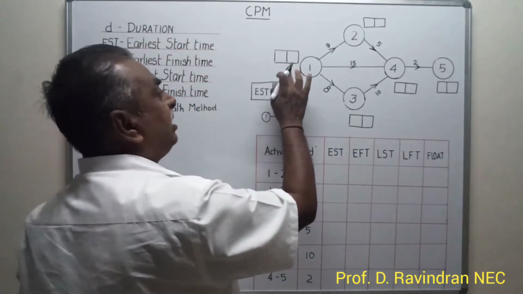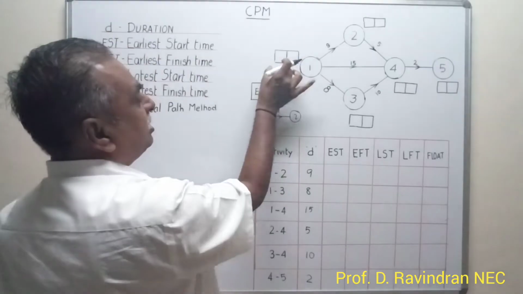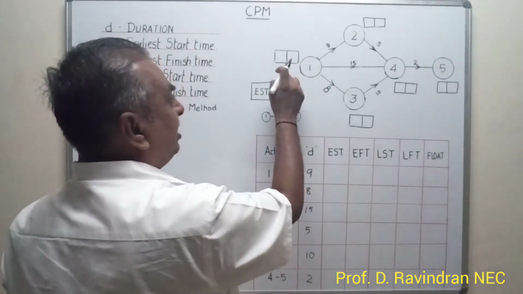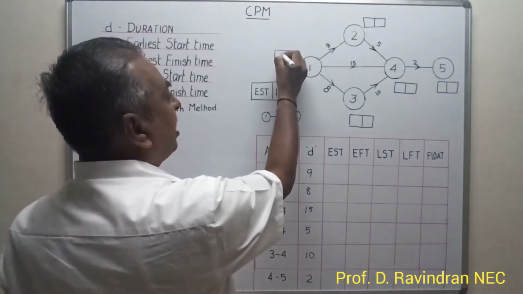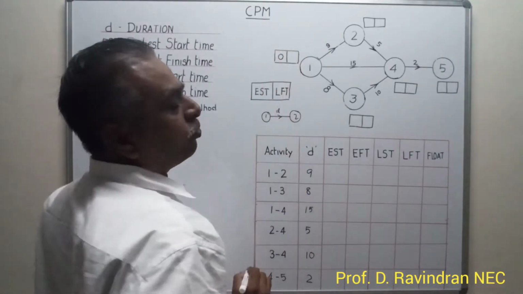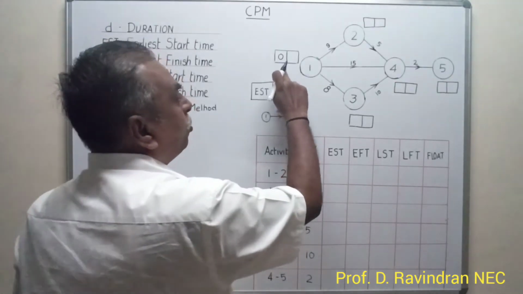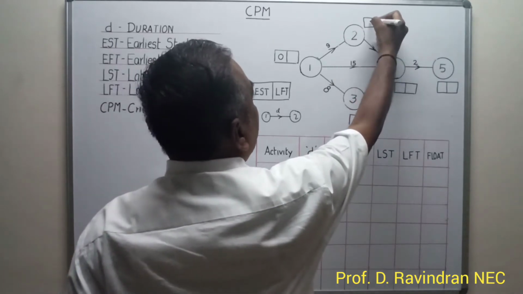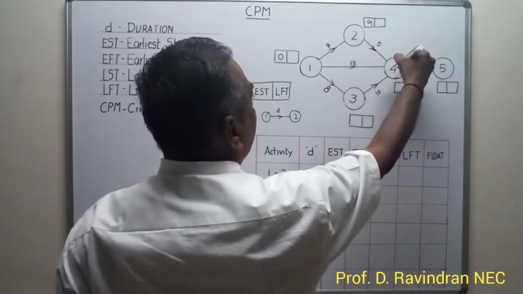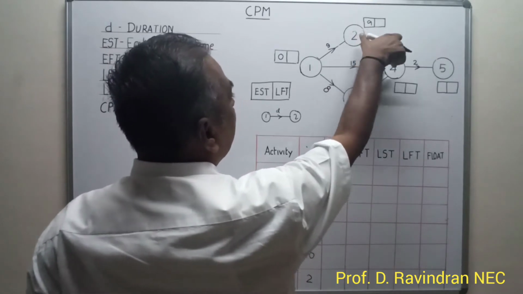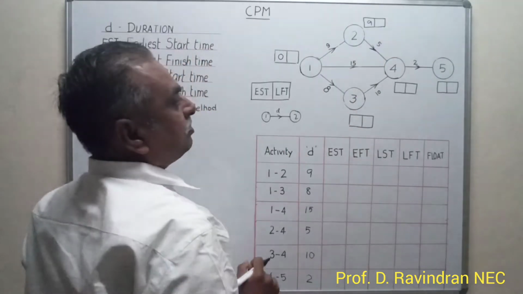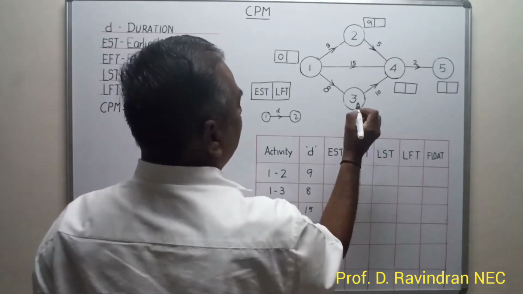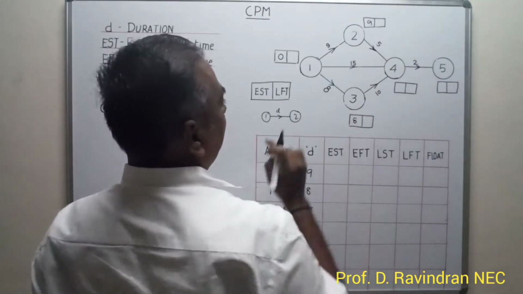Now for finding the earliest starting time and latest finishing time, the first box indicates earliest starting time, the second box indicates latest finishing time. The earliest starting time of an initial activity we consider as 0. So at 0th time we can start. The 1-2 activity takes 9 days, so at 9 days only can we start the 2-4 activity. That means the earliest starting time of the 2-4 activity is 9 days. Similarly, for the 1-3 activity, 8 days is the earliest starting time of the 3-4 activity.